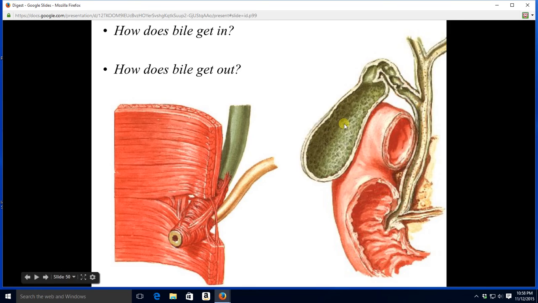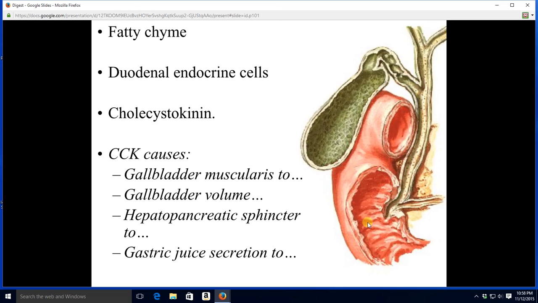All right? And to get out the gallbladder, the muscular wall is going to squeeze. Bile is going to shoot down the cystic duct, down the common bile duct. Sphincters are going to be open wide, into the hepatopancreatic ampulla, and out into the duodenum. All right, but what triggers that?